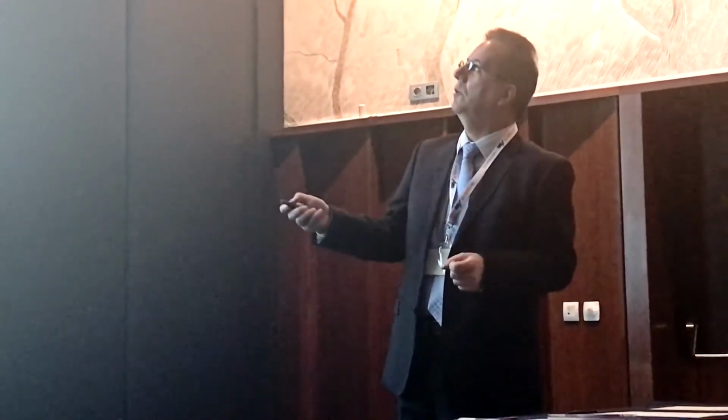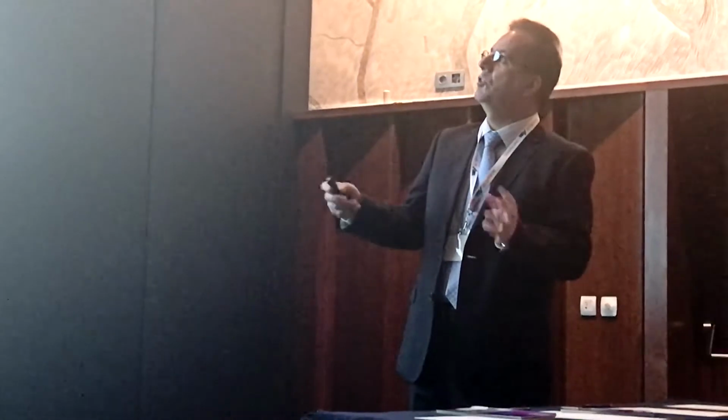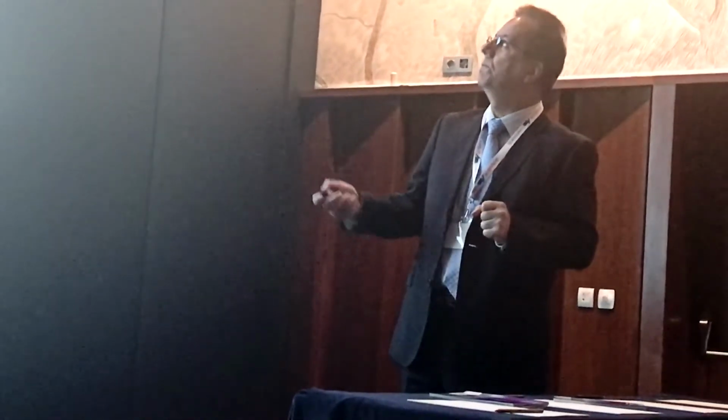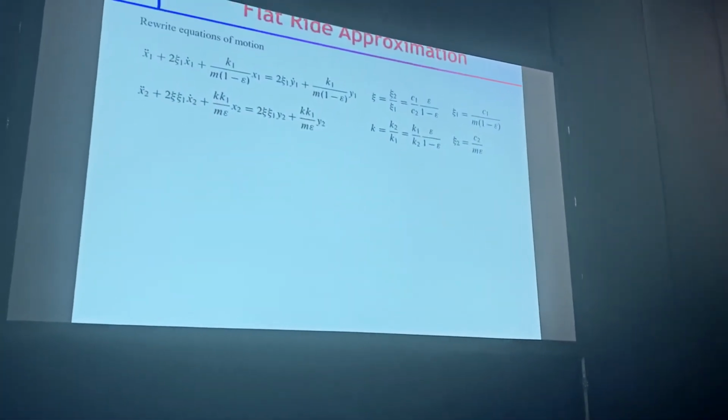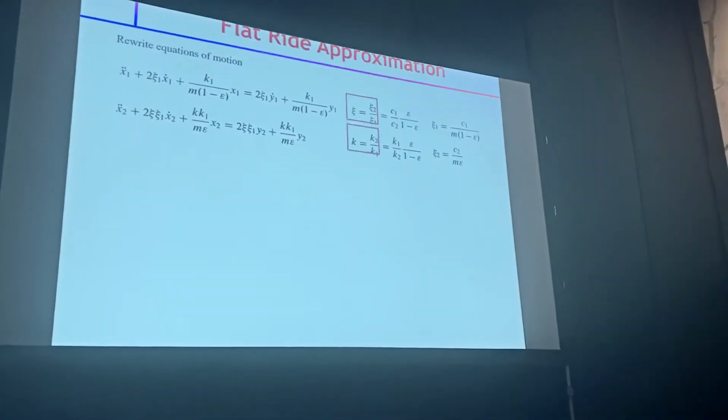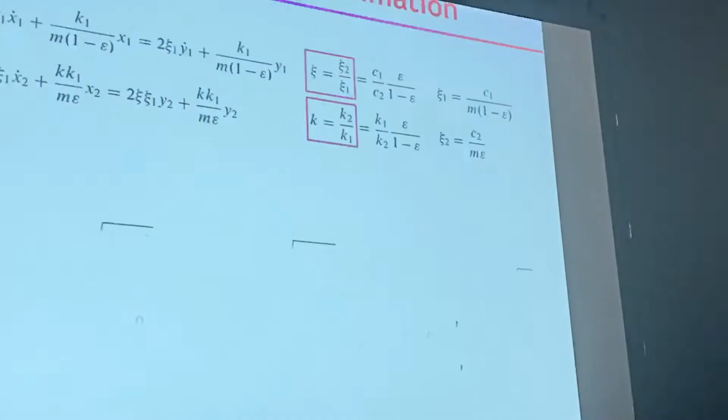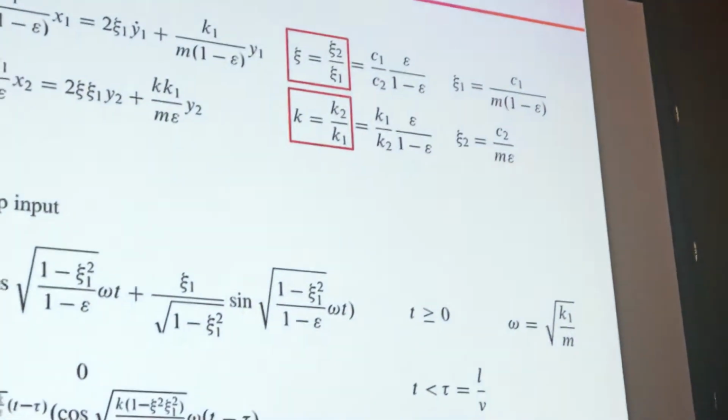Epsilon was a parameter I introduced in the back, which is related to mass ratio. So our job is to solve this, find the best zeta and k to get the best flat ride. So this is our job, to find the best of these two. The system is very simple.